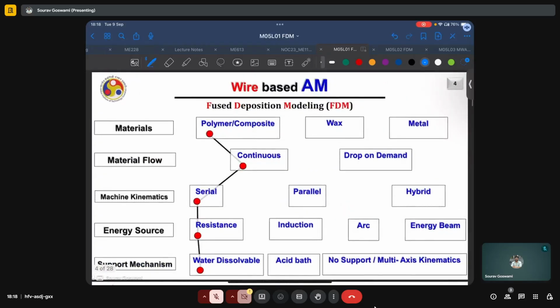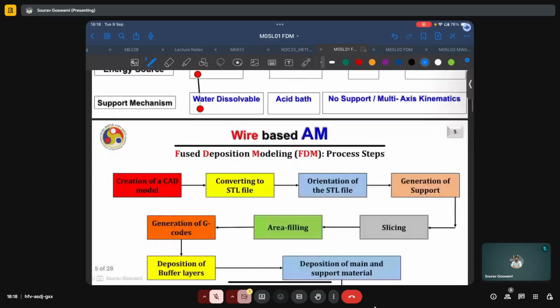Now, for deposition modeling or fused filament fabrication, the materials which are deposited are typically polymeric or some composite. The material flow is continuous. Machine kinematics is serial. The energy source is just your simple resistance heating, and the support mechanisms are typically water dissolvable.